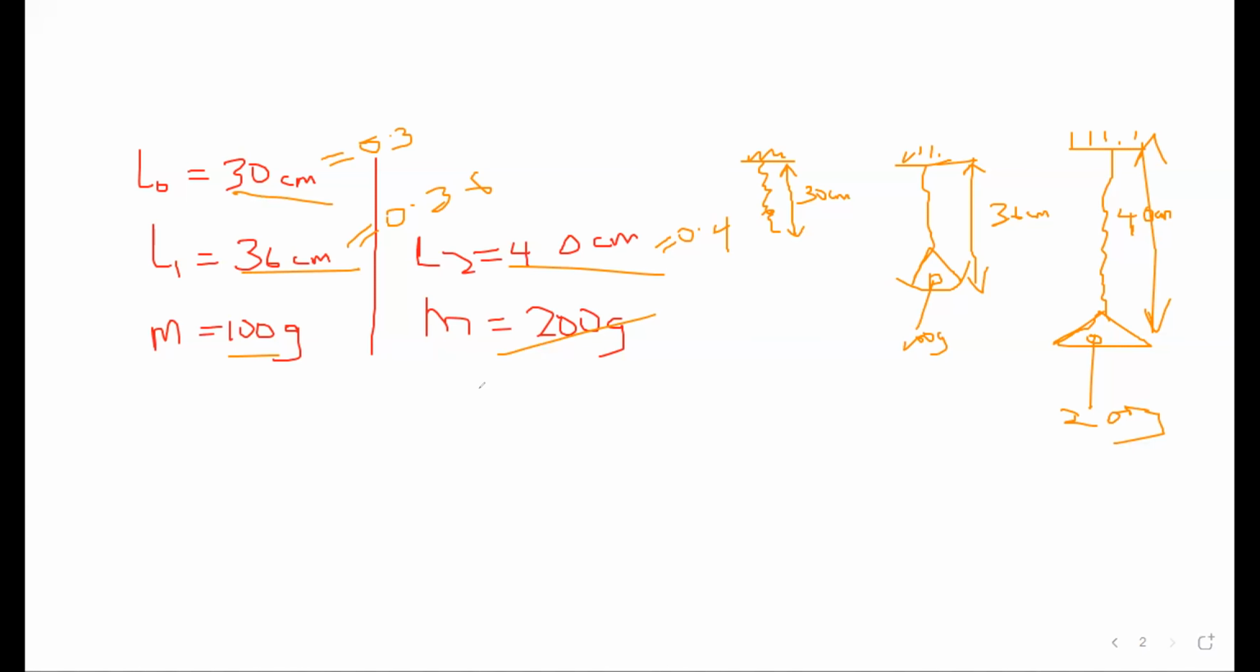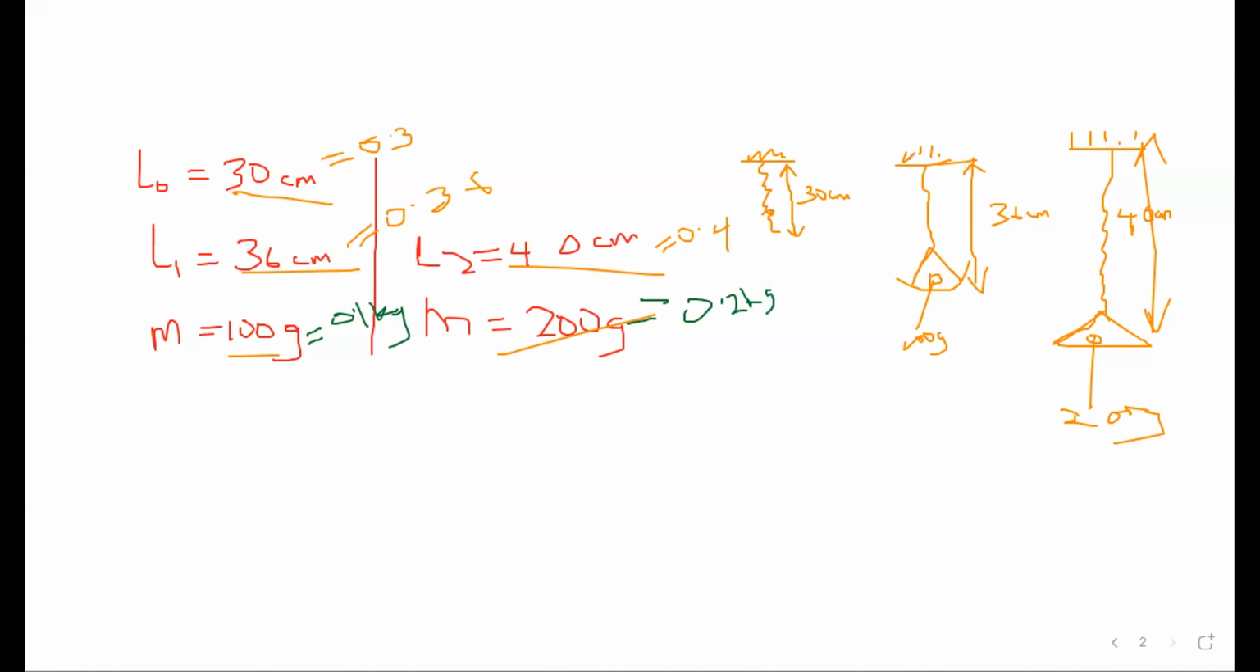Okay, masses, anyone who has changed masses to kilograms, 100 grams and 200 grams. Patricia says 100 grams is 0.1 kilogram. Yes. So we have 0.1 kilograms, and we also have 0.2 kilograms.